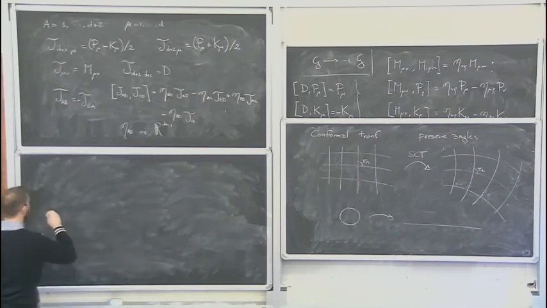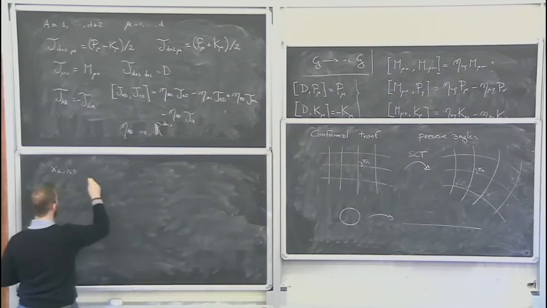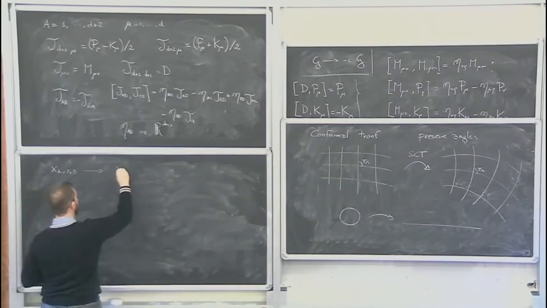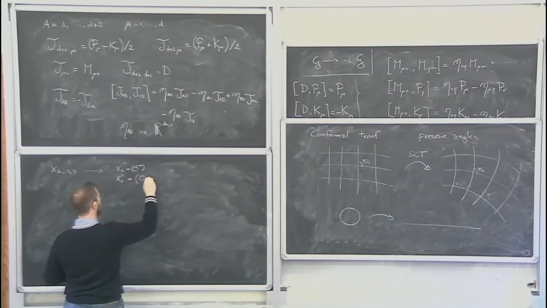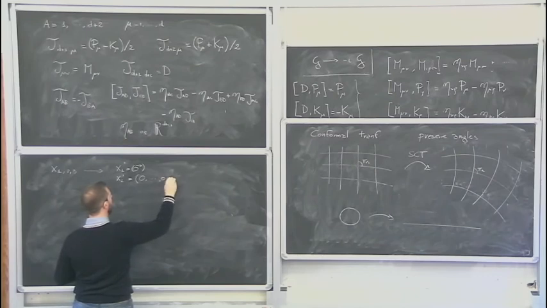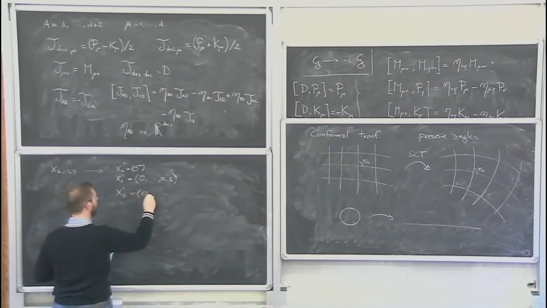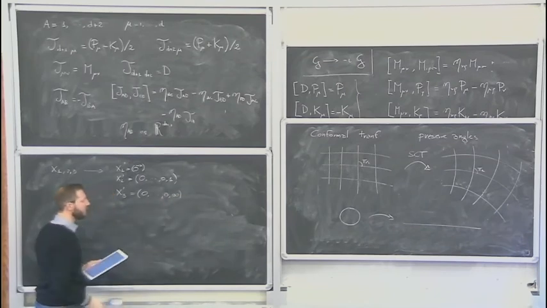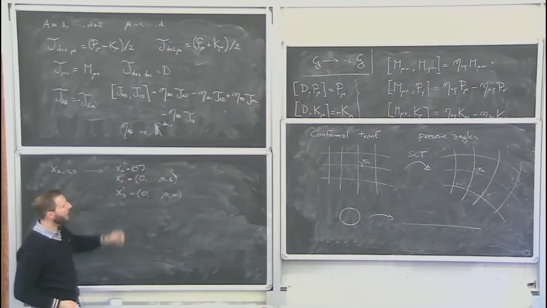Something you can show is that if you have three points, x1, x2, and x3 in spacetime, you can always use a conformal transformation to send them to special points. You can send, for instance, x1 to 0, the zero vector, x2 to a unit vector in some direction, and x3 to infinity.